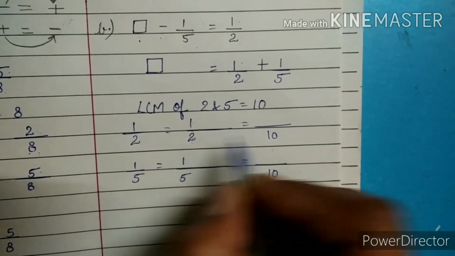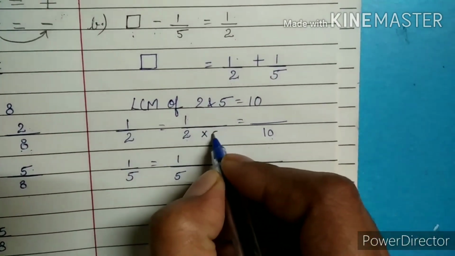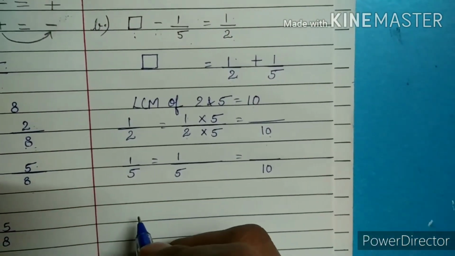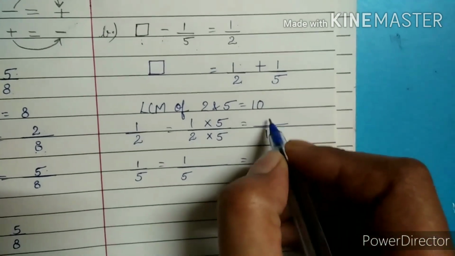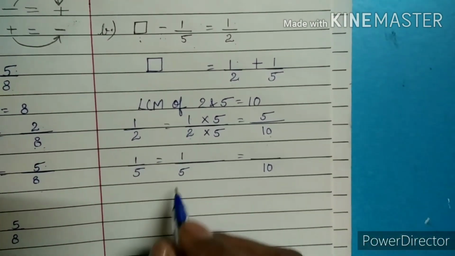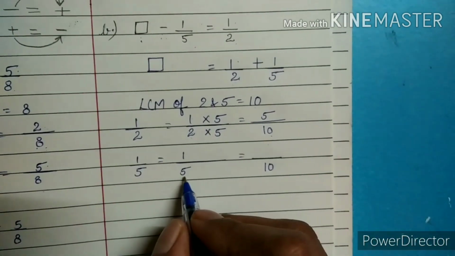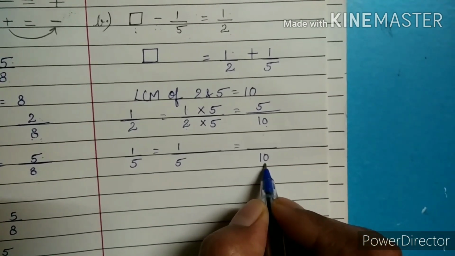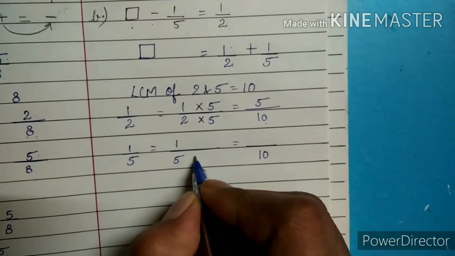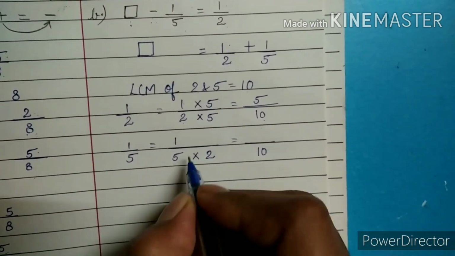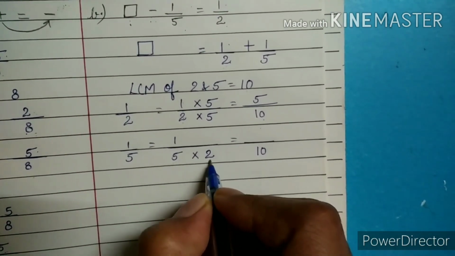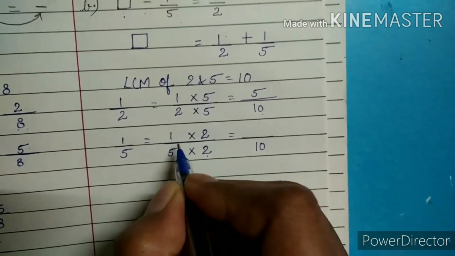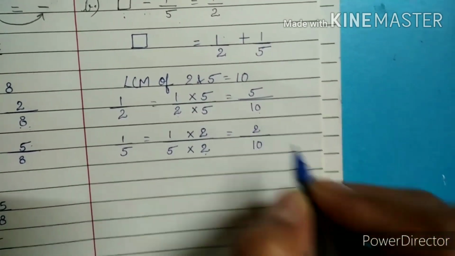In the table of 2, 10 comes 5 times. So 5 will be multiplied in the denominator and in the numerator, so 1 fives are 5. Here in 1 by 5, we already have 5 and we want to make it 10. In the table of 5, 10 comes 2 times, so we multiply by 2. The same number we have to multiply in the numerator, so 1 twos are 2.